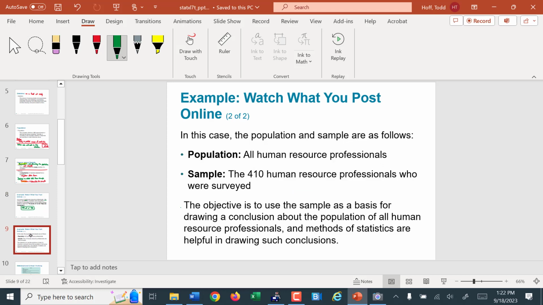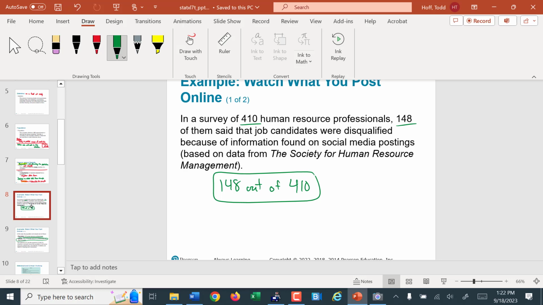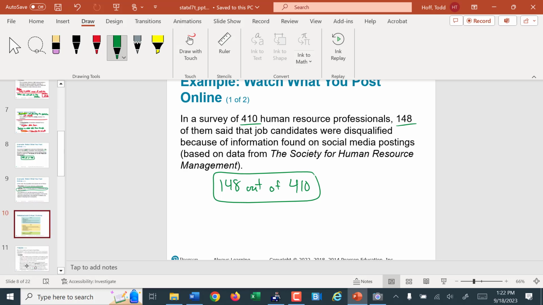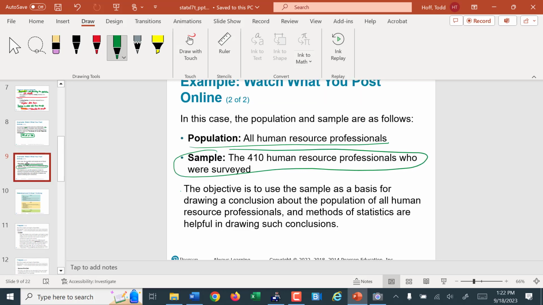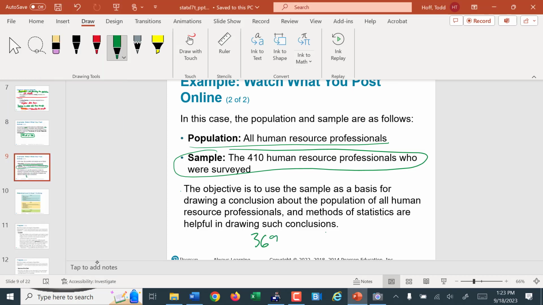So in this case, the population was all human resources professionals. The sample was the 410 who we surveyed. The objective was to use this sample as a basis for drawing conclusions about the population. So we had 148 out of 410. We would calculate that percentage and then extrapolate that to the population. So we might say here, 148 divided by 410 is 0.36 or 36%. So we might claim, if we feel this was a reliable survey or reliable sample, that approximately 36% of human resources professionals will use social media to check out candidates or disqualify candidates.